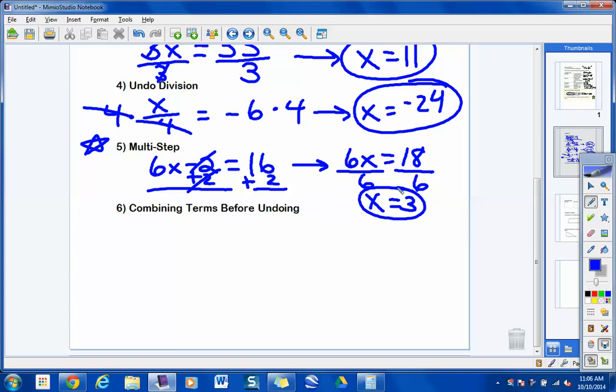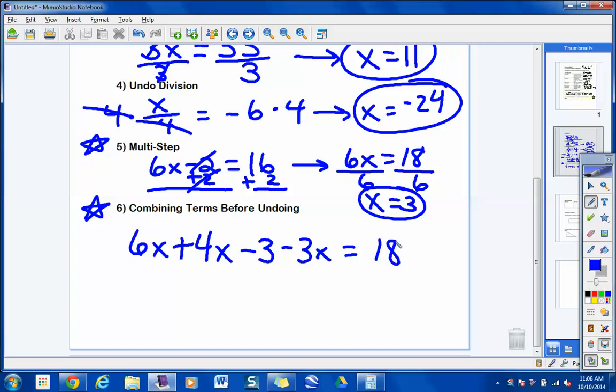All right, number 6, another tough one. Let's talk about this one. What happens when we run into situations like this? For instance, ooh, I like this problem. 6x plus 4x minus 3 minus, let's go 3x, maybe equals 7, 3, and how about 18? Okay. Cover this up again here.